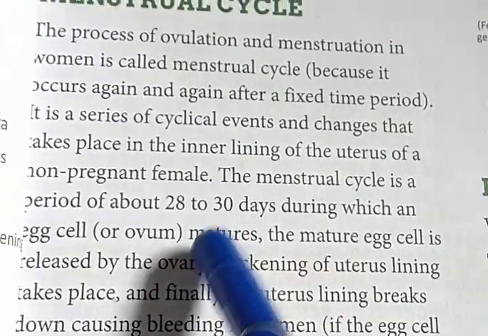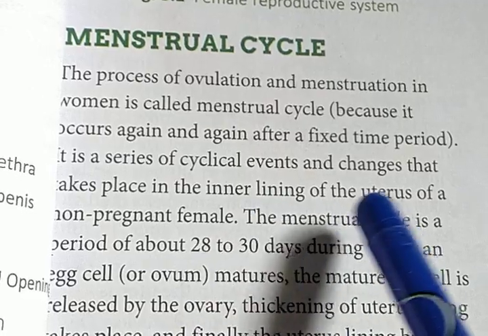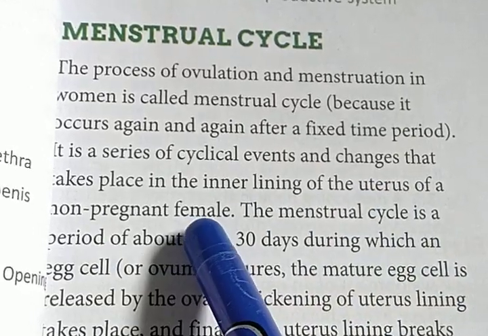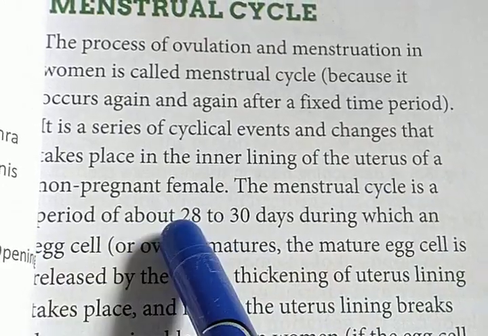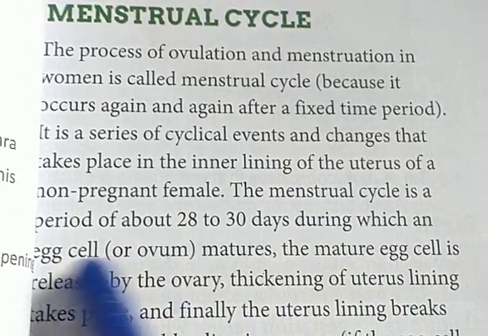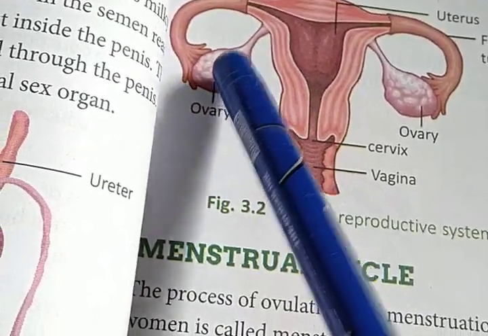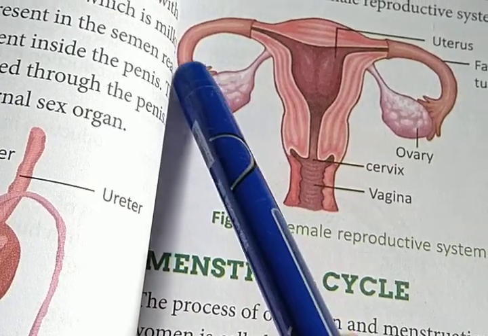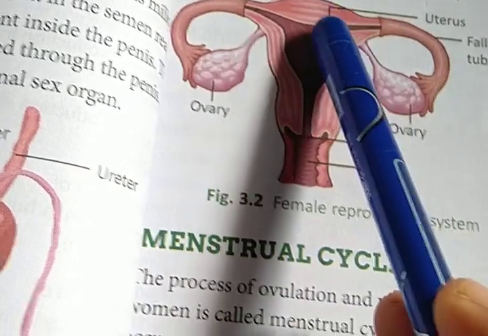So look at the book. It is a series of cyclical events and changes that take place in the inner lining of the uterus of a non-pregnant female. The menstrual cycle is a period of about 28 to 30 days during which an egg cell matures. After maturity, the egg cell enters the fallopian tube and reaches the inner lining of the uterus.